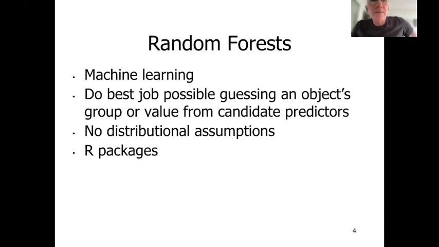Random forests are based on decision trees, which are kind of like looking the other way around at a tree. And what you're trying to do, and it's how a lot of so-called machine learning works, or at least what's going on in the background, is do the best job you can at guessing what an object's group or value is from some candidate predictors.